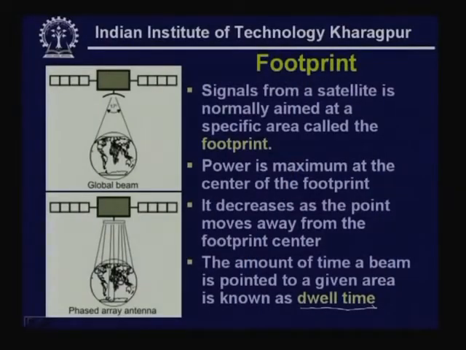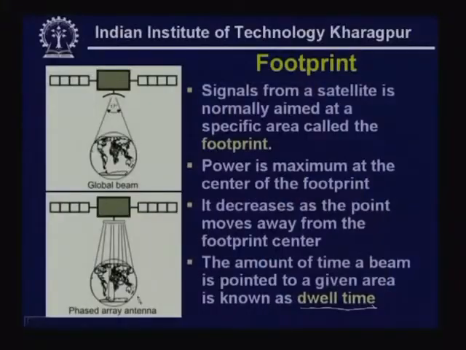So, the amount of time a beam is pointed to a given area is known as the dwell time. And of course, whenever it changes from one position to another, it takes some time, and that time is of the order of microsecond. So, the dwell time should not be very short or very large. Dwell time is controlled electronically, and the beam can be focused on some parts for a certain period of time, usually of the order of a few milliseconds.